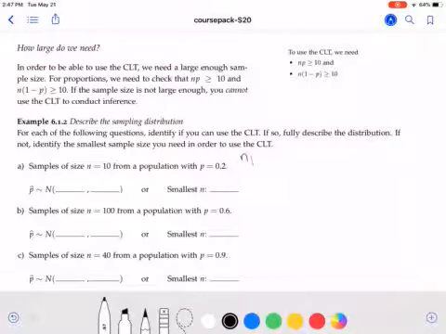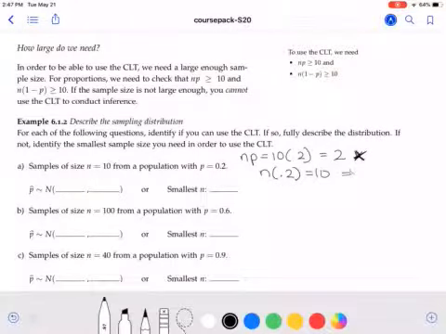Notice that if we check n times p here, we get 10 times 0.2, which is only 2. So already we can see that this is not true as far as being at least 10. How would we get this to be at least 10? I need n times 0.2 to be equal to or greater than 10, and if we solve this for n, we will get that we need n of at least 50. So once we hit 50, we'd be okay with this value of 0.2.